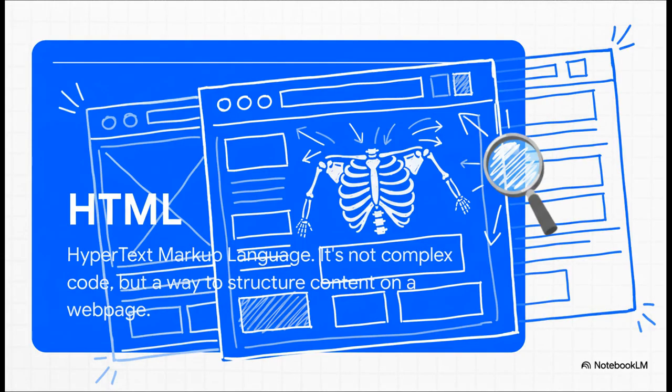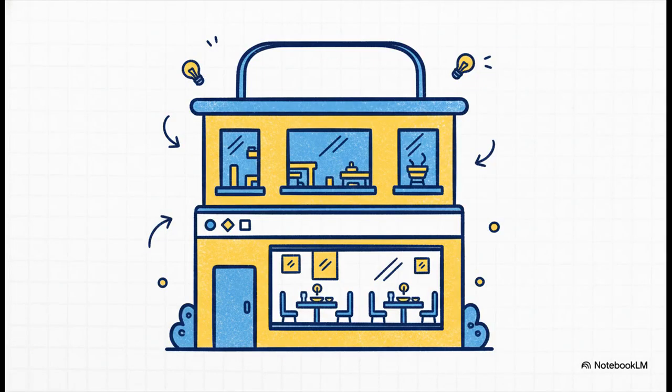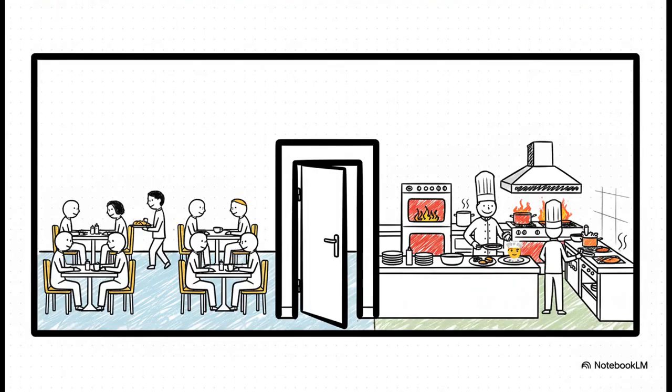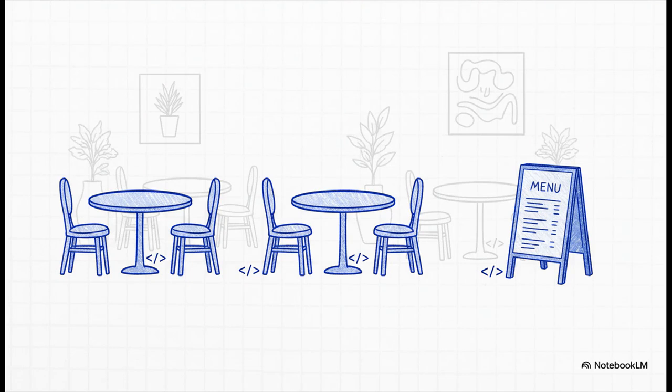He created HTML. You can think of it as the basic skeleton for every single website. You know, a really great way to get this is to picture a website as a restaurant. The front end is what you see, the dining room. The back end is the hidden kitchen. And HTML, that's the structure itself, the tables, the chairs, the menu, everything.